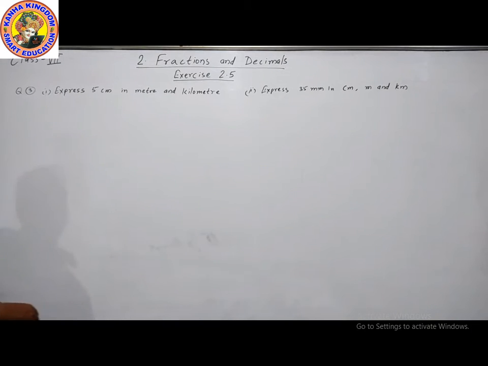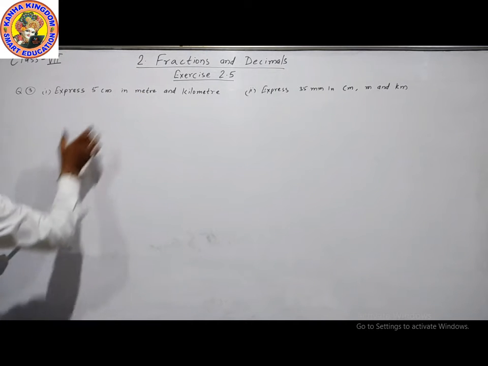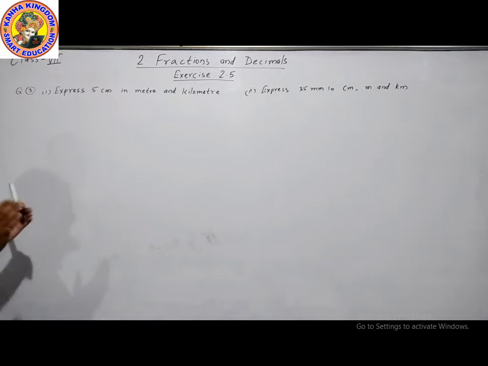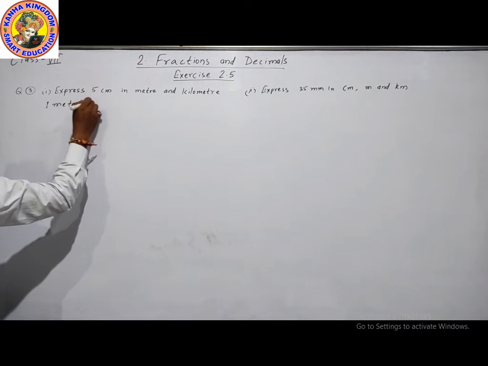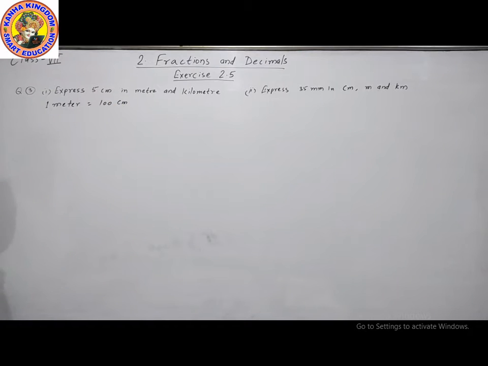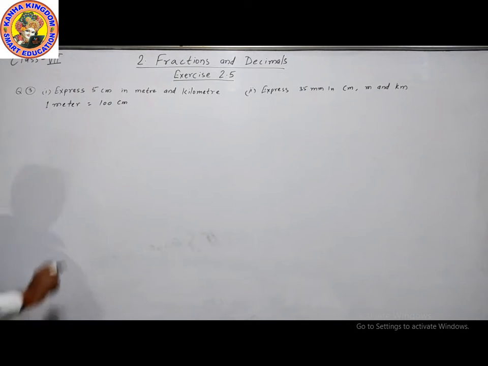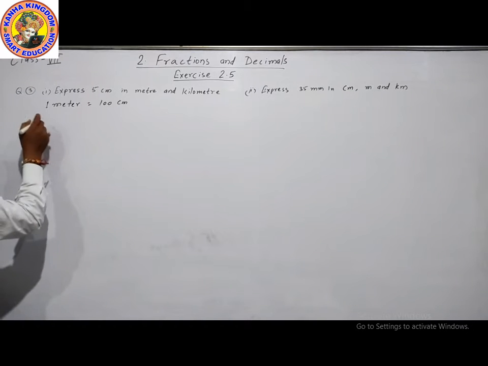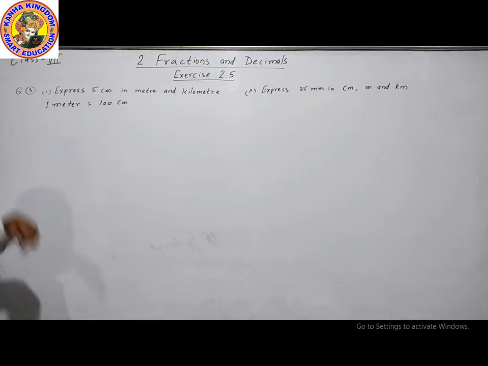Now our next question is to express 5 centimeter in meter. First of all, 5 centimeter in meter. What is the relation between meter and centimeter? 1 meter is equal to 100 centimeter. So 1 centimeter will be 1 by 100 meter. So when we convert a centimeter into meter, we will divide by 100.